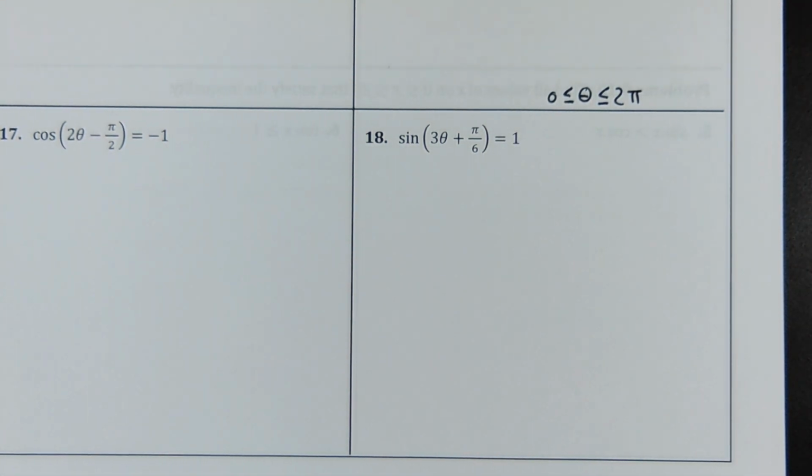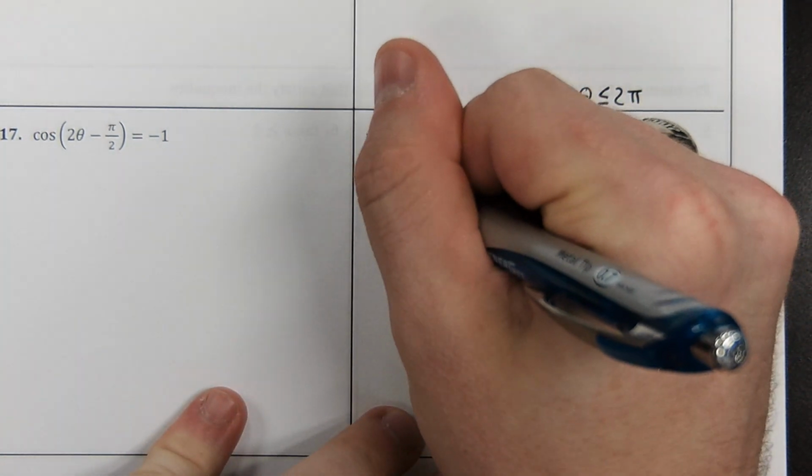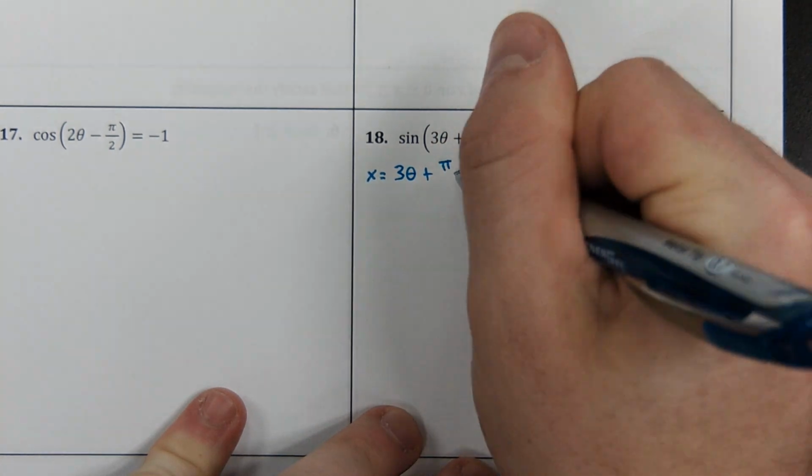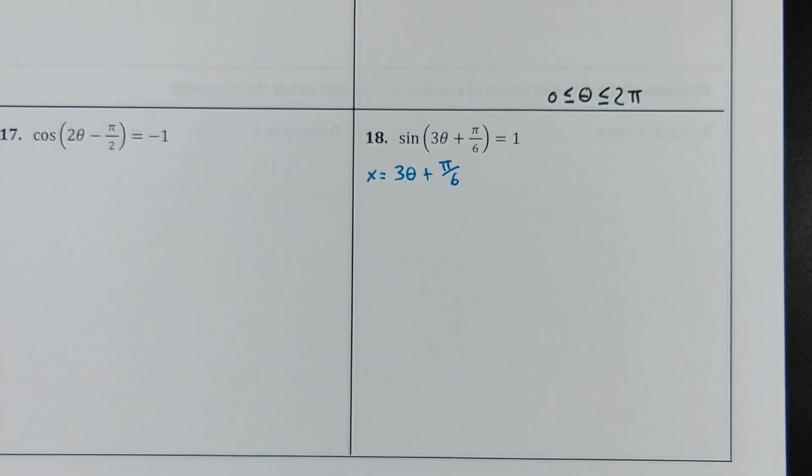And this function, instead of being in terms of x, is in terms of theta. So I'll be using x as my substitution. We're going to let x equal 3 theta plus pi over 6.